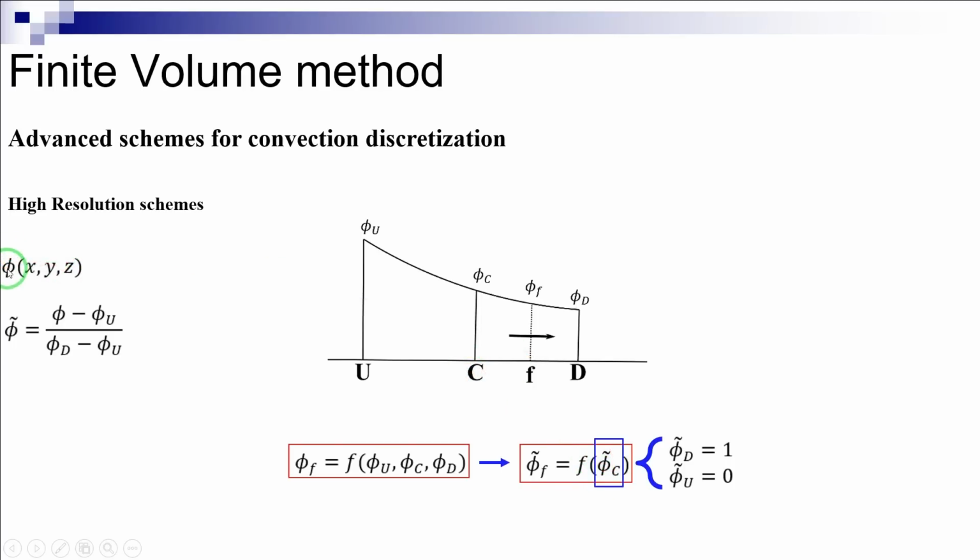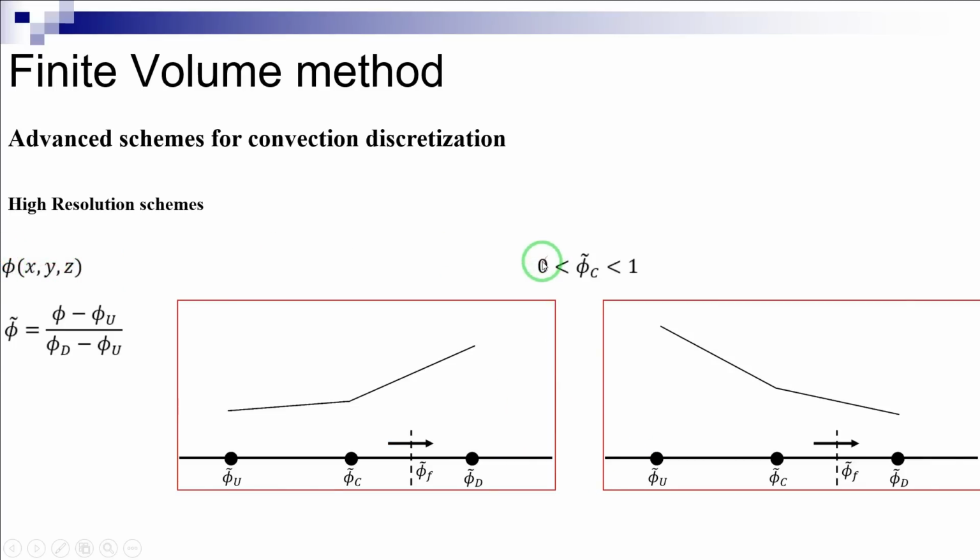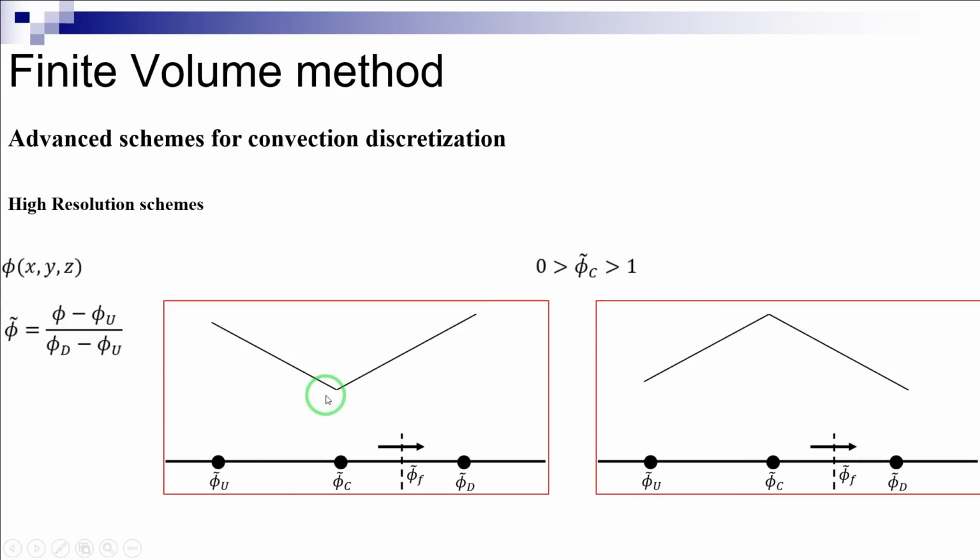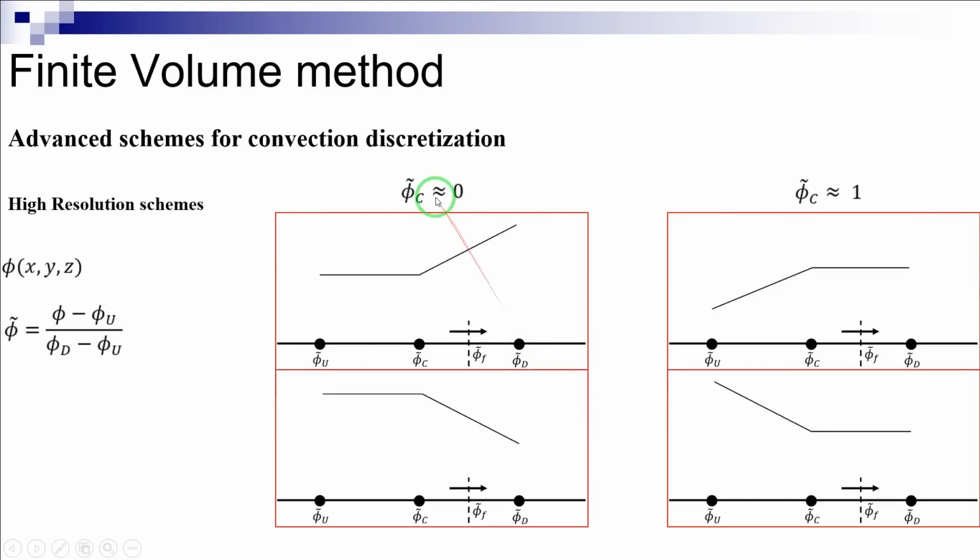For instance, for the values of normalized phi at c, phi tilde c, between 0 and 1, the variable phi changes monotonically, i.e. increases or decreases uniformly, as shown here in these figures. Additionally, for values of phi tilde c larger than 1 and less than 0, there is an extremum at c, as shown here schematically in these figures. Finally, the values of phi tilde c equal to 0 and 1 indicate a gradient jump, as shown here in these figures.